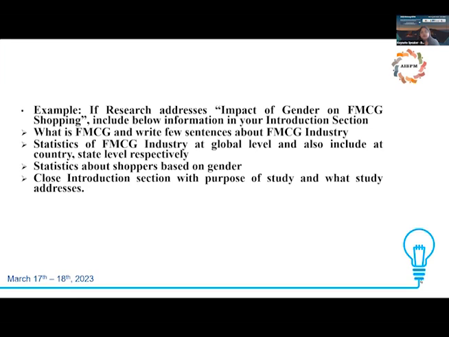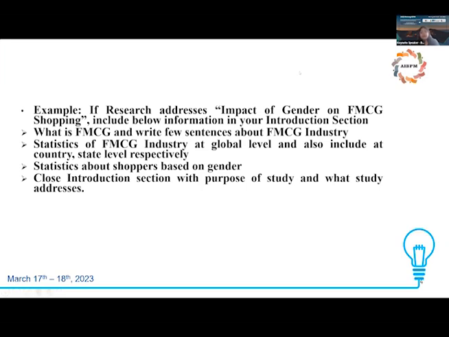Then you need to open up about the FMCG industry: who are the major players, what is happening, what has happened, how the trend has improvised over the years, what the historical data is, and what is happening in the FMCG industry at the global level. And also you need to include what actually is happening at your country level, in whichever country you are planning to conduct your research, which addresses the problem of the impact of gender on FMCG shopping.